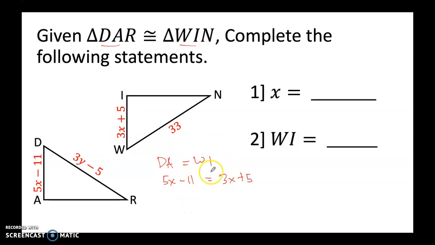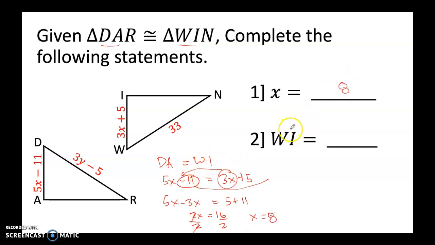Solve for the value of x. Transpose 3x. We have 5x minus 3x equals, bring down 5, transpose negative 11, so it will become positive 11. Simplify. 5x minus 3x, that is 2x, equals 5 plus 11, that is 16. So to solve for the value of x, we divide both sides by 2. Then x is equal to 16 divided by 2, that is 8.